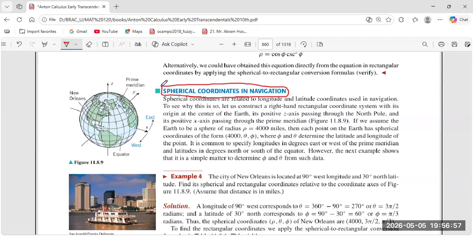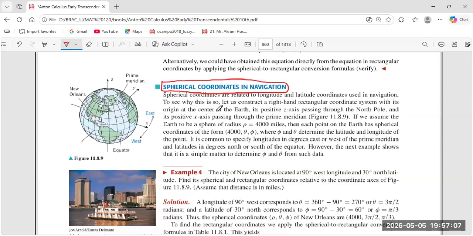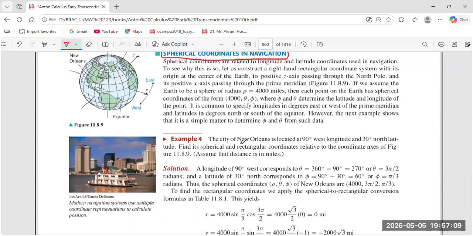You should look at this example, how we can use this spherical coordinate system to navigate on the sphere, so on the earth. There is an example given of a location in New Orleans, a city of USA, which is given as latitude and longitude.